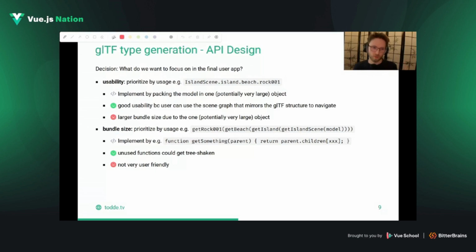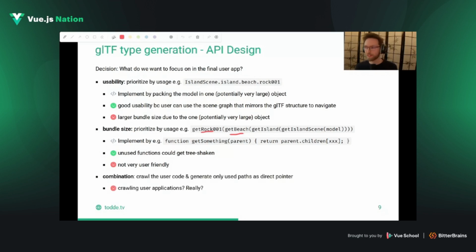And the leaf is the rock. So we want to get the rock. And in order to get the rock, we must pass the parent. The parent is the beach, and so on. Of course, this is not very user-friendly, but we could potentially tree shake it. And then we have a good bundle size in the end. Or a third approach would be to combine it. We could crawl the user code. We could analyze the code and the project the user is creating, but don't get me started on this one.